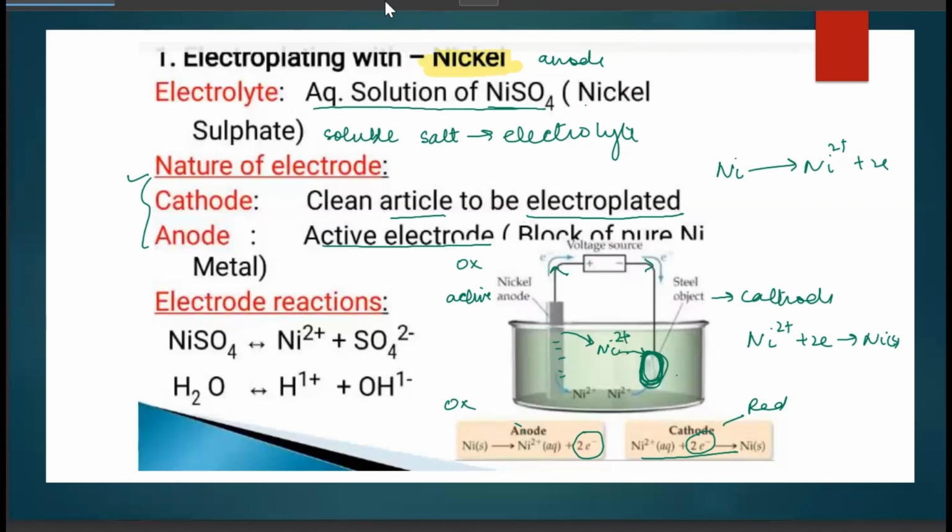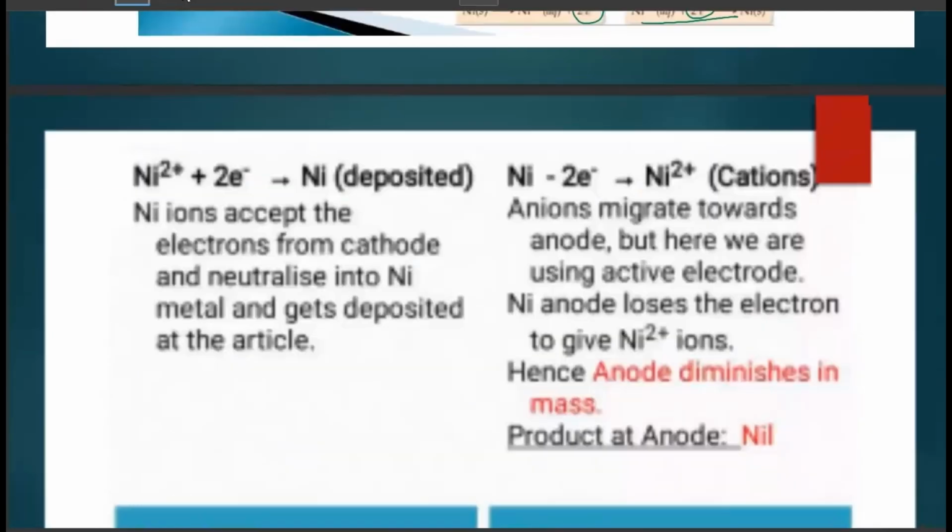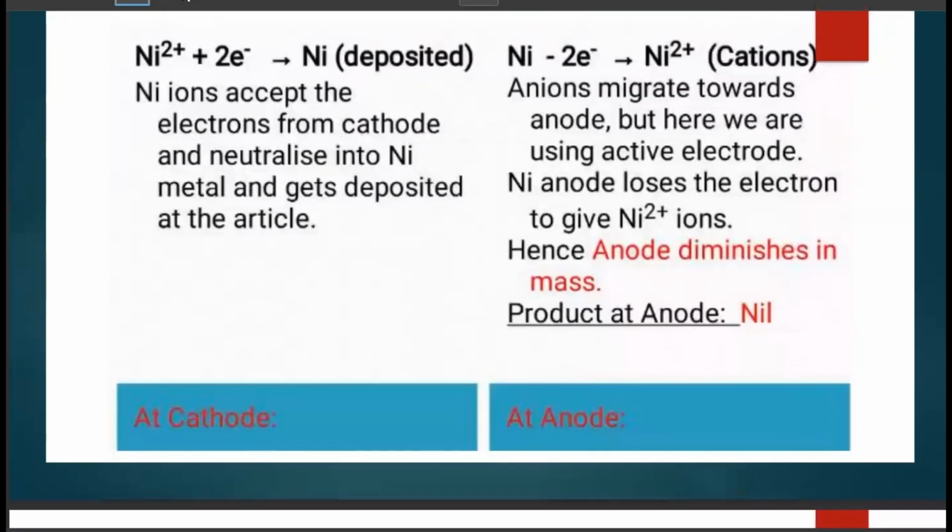No, this is not a reversible process. This is a one-way process. I hope I'm clear about electroplating. Now let's see the second one. Now these are the equations which are going to take place. As I've already said, at the cathode, this is what will happen.